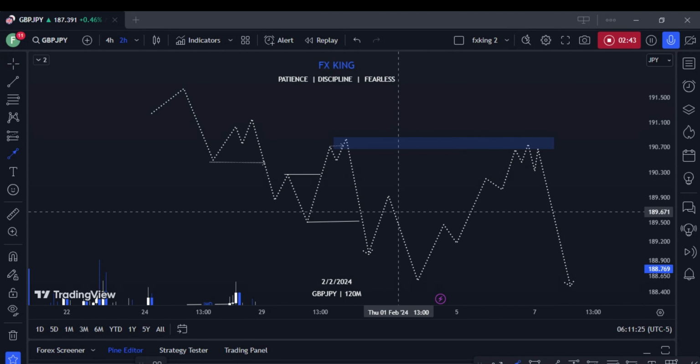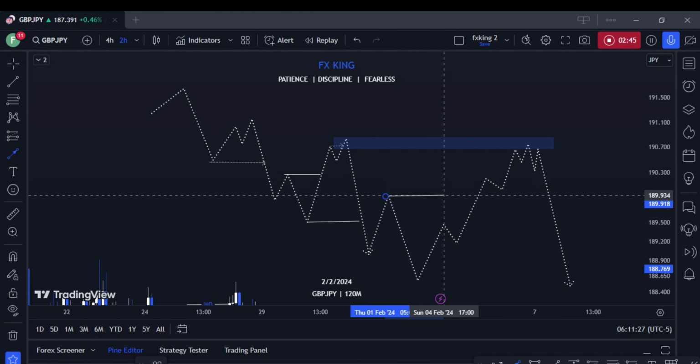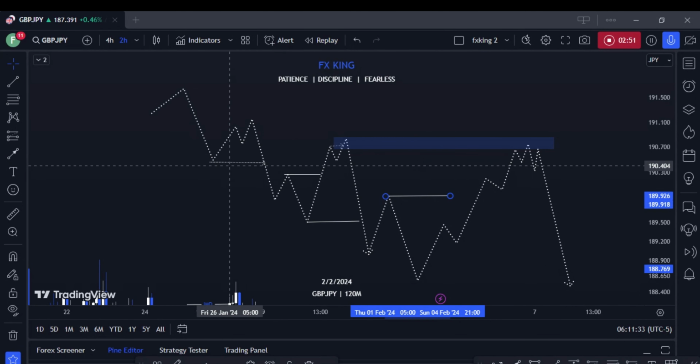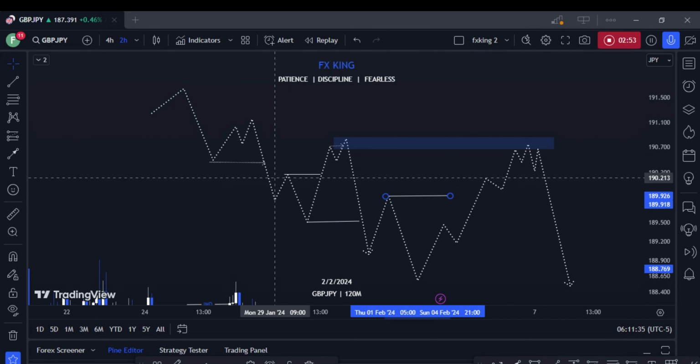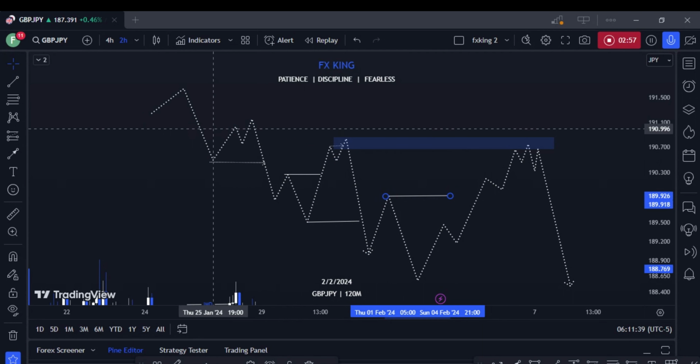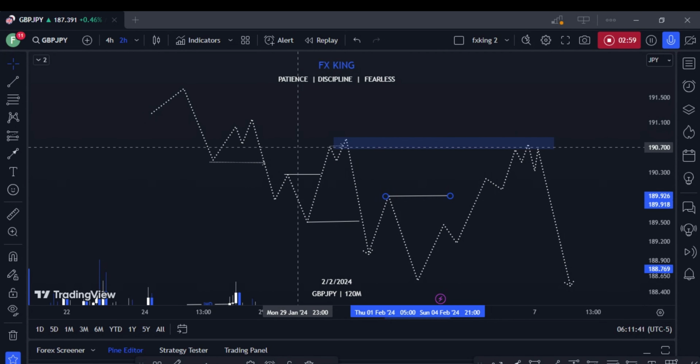This will act as our inducement in this case, and this will not be a valid break of structure because price did not take out any form of inducement before this break of structure.